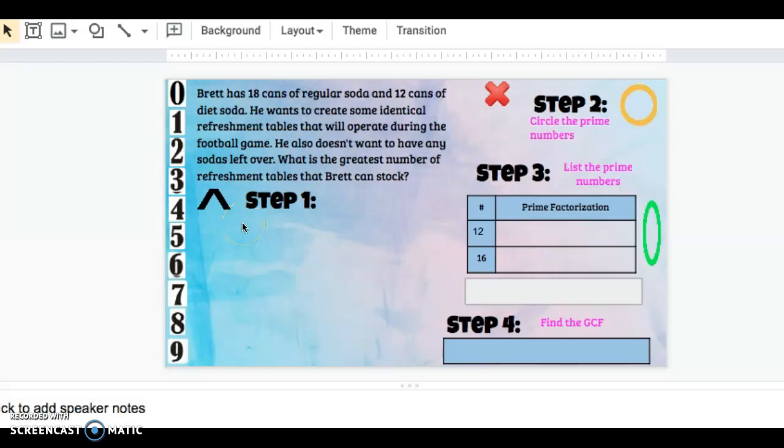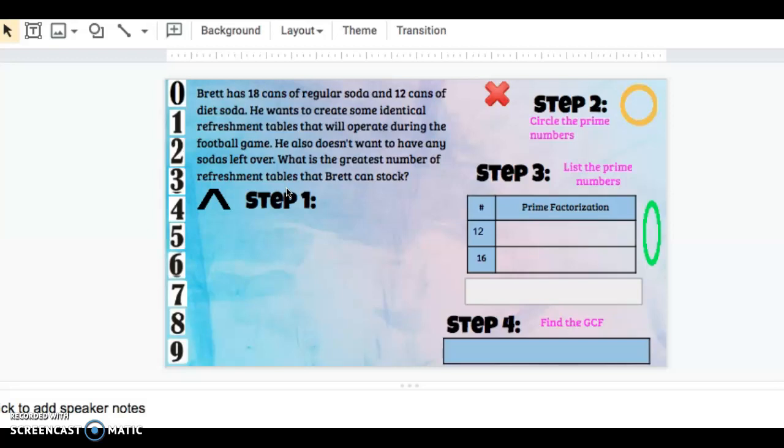Okay, so for today's lesson, now that we have done GCF, now we're putting it into word problems just like we did with LCM. So your problem for today is Brett has 18 cans of regular soda and 12 cans of diet soda. He wants to create some identical refreshment tables that will operate during the football game. He also doesn't want to have any sodas left over. So our question is, what is the greatest number of refreshment tables that Brett can stock?